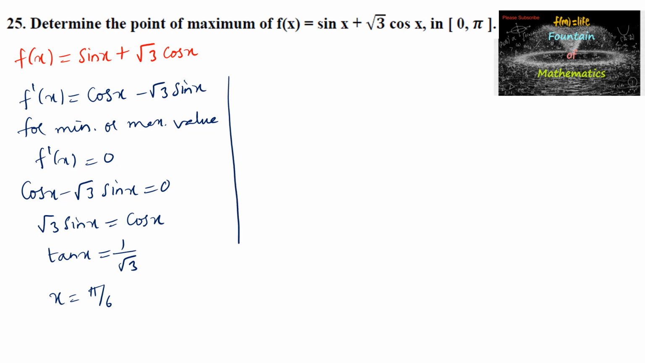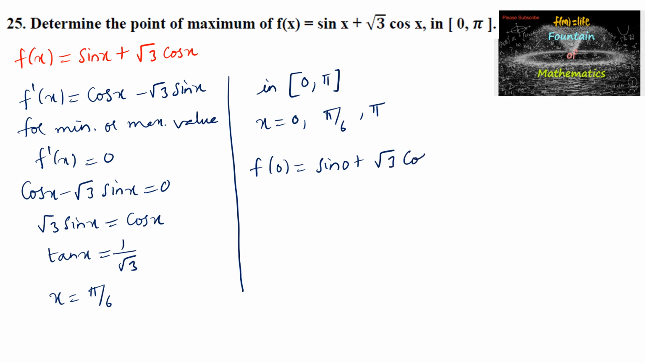And now, in the interval 0 to pi, the closed interval, we may consider the values as x is equal to 0, pi by 6 and pi. Let us check at these values. F of 0 is equal to sine 0 plus root 3 into cos 0, that is 0 plus root 3 into 1, which is equal to root 3.